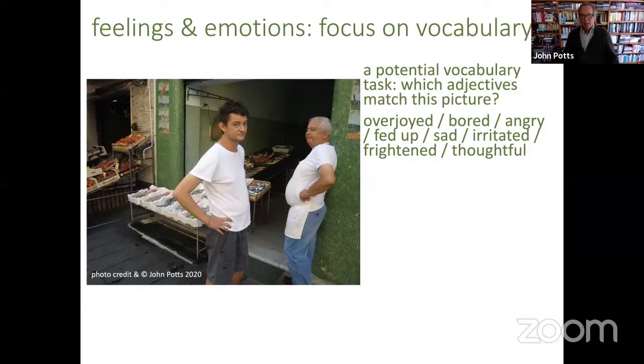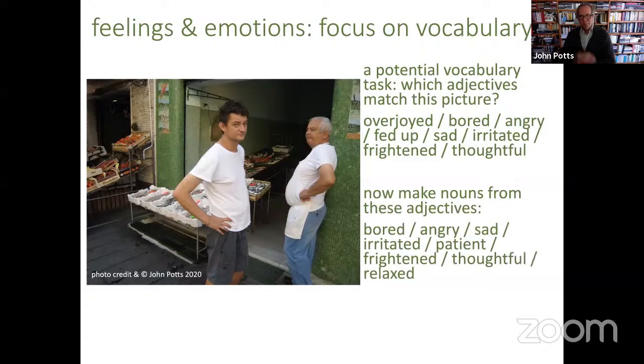Here's another vocabulary task. Make nouns from the adjectives. So bored, angry, sad, irritated, patient, frightened, thoughtful, and relaxed. Can you make me any nouns from any of those adjectives, please? Just choose one of the adjectives and give me the noun. So for example, if I took sad, I could say sadness. Anger, great. Boredom, yes. First two coming up straight away. Yep, good. Irritation comes up.